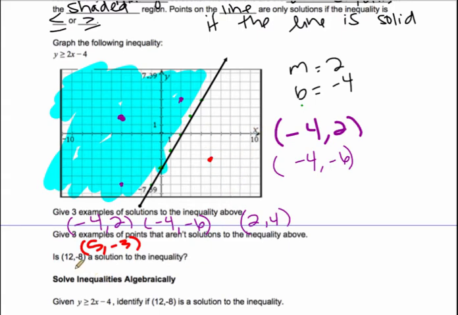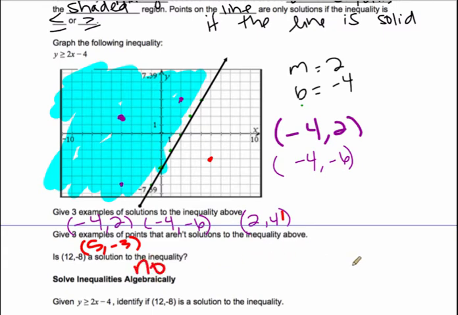All right, so then it says, is 12, negative 8 a solution? Where is the point 12, negative 8? Well, here's 10, so that's 1, 2, 3, 4, 5, 6, 7, 8, 9. This is 10, so if I go 11, 12, I'm off the graph obviously, and down to negative 8. What do you think? That's probably not a solution. This line goes down this way. Anything above the line is a solution, anything below it is not. So that is not going to be a solution.